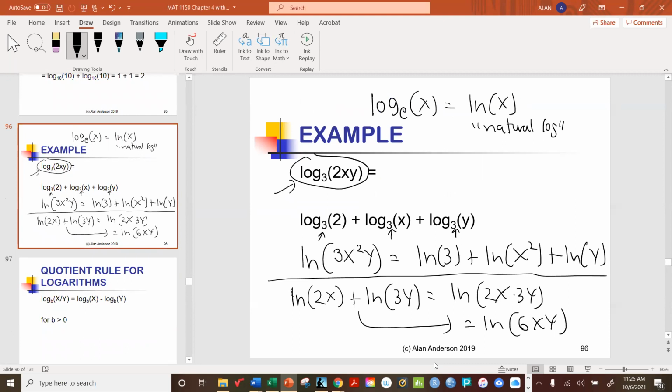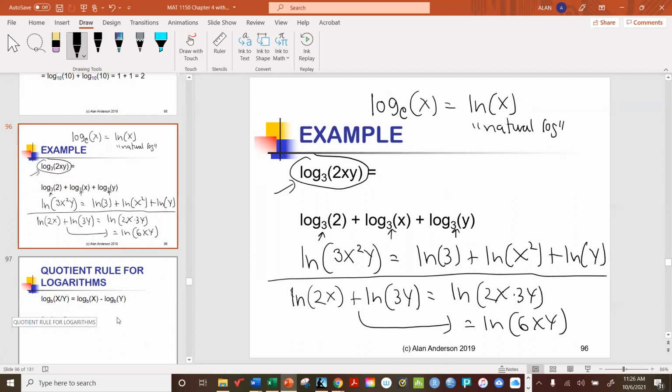Now we're about to look at the quotients. Now, if a product becomes a sum, it stands to reason that a quotient becomes a difference. And that's exactly right. So in other words, if I'm not multiplying but dividing, then I can convert that into a difference of logs.